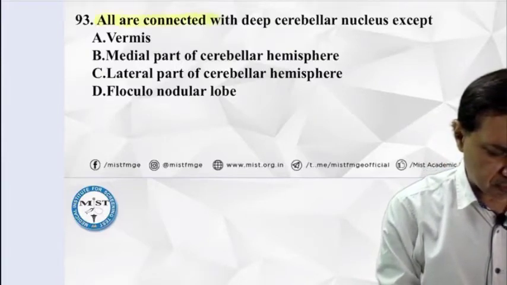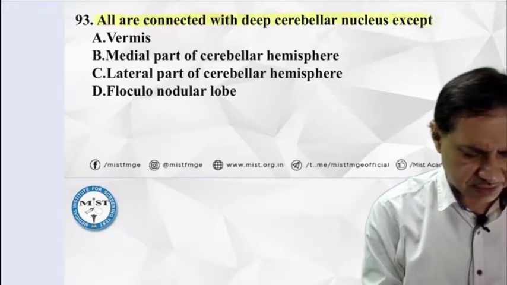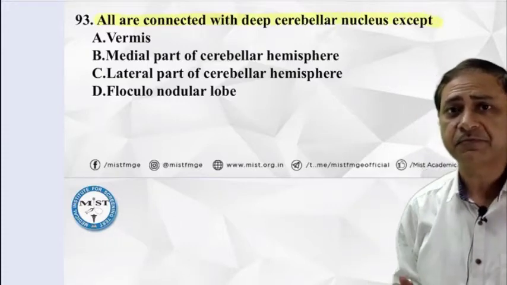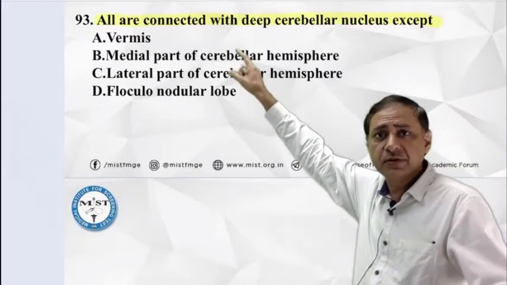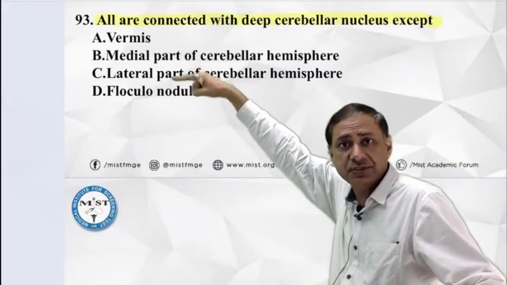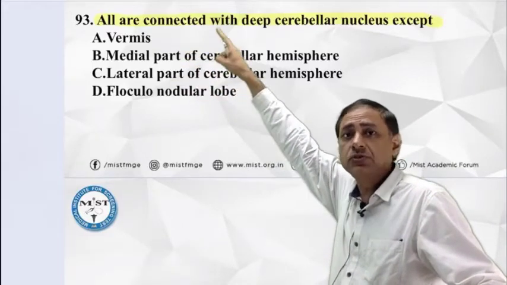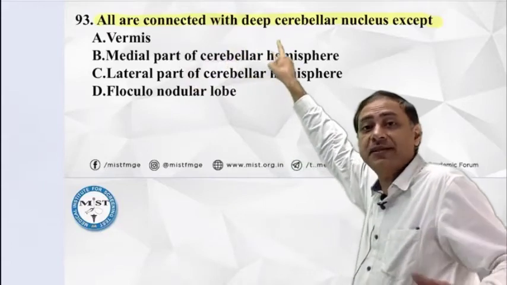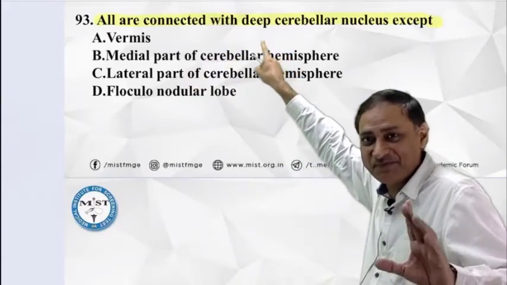All are connected with the deep cerebellar nucleus except, in the cerebellum. The cerebellum has multiple parts. These are all the parts of the cerebellum. So they are all connected with the deep cerebellar nucleus except.